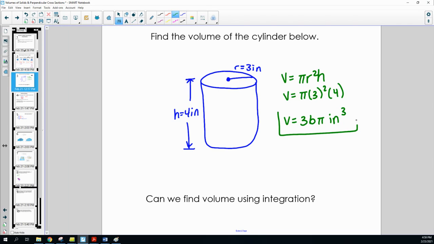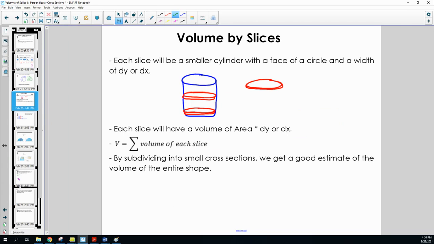So when we have a nice geometric shape, we know formulas for volume that we can just plug in and solve. But what happens when these shapes are not actual shapes that we know? Can we find volume using integration? The answer is yes. You can find the volume by slicing.